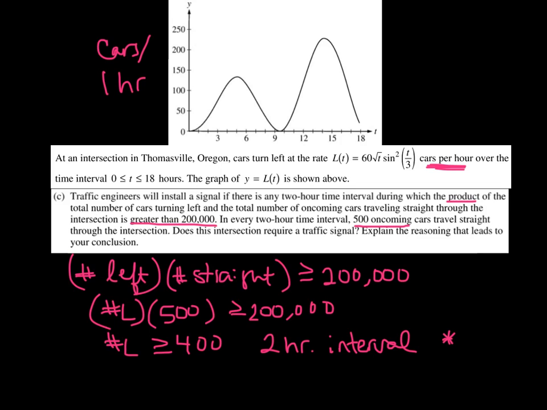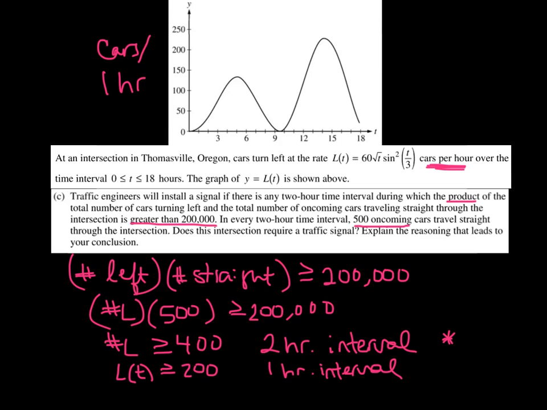If I need the number turning left to be greater than or equal to 400 over a 2-hour interval, then I need the rate at which they're turning left, L of t, to be greater than or equal to 200, because that's talking about a 1-hour interval. I need the rate per 1 hour to be bigger than 200 so that over a 2-hour interval I have 400 or more cars turning left. I hope that makes sense to you.